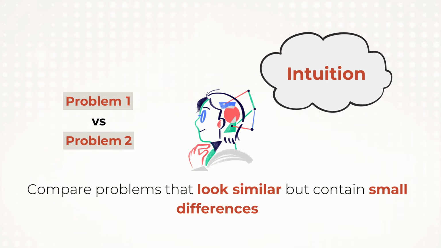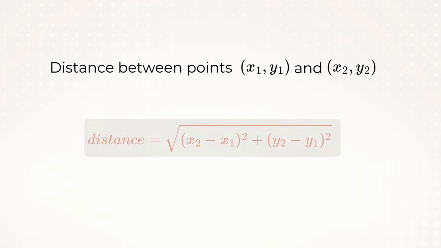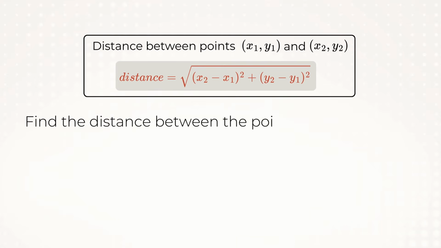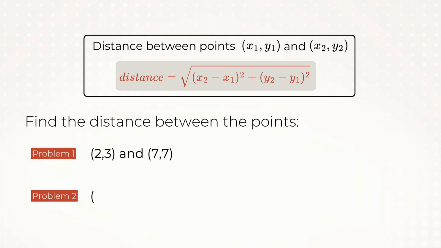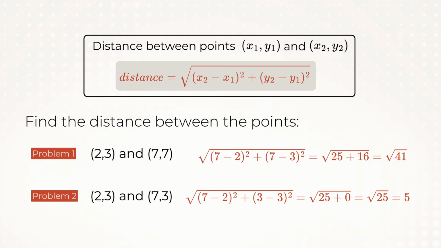Let us understand this with the example of finding the distance between 2 points. This is the formula. Now consider these two problems. Find the distance between the points (2, 3) and (7, 7), and (2, 3) and (7, 3). Using the formula, you get the answers: square root of 41 and 5. Up to this point, both problems look like simple applications of the same formula.